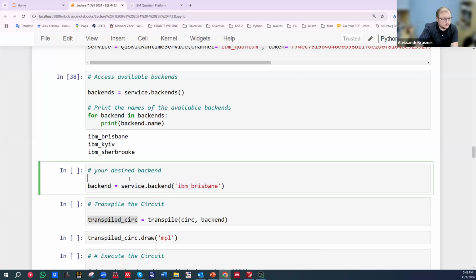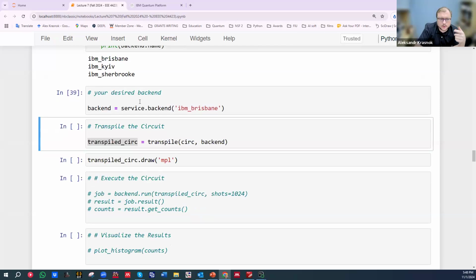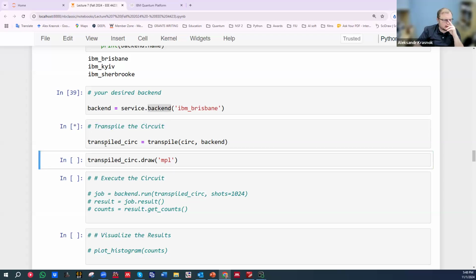I already did it. I ran it, and I connected to my chosen backend. Then I do this transpile operation of my circuit. Transpile, again, prepares the circuit to be executed on the particular machine. I do transpile, it takes some time, and then I can draw what I got.